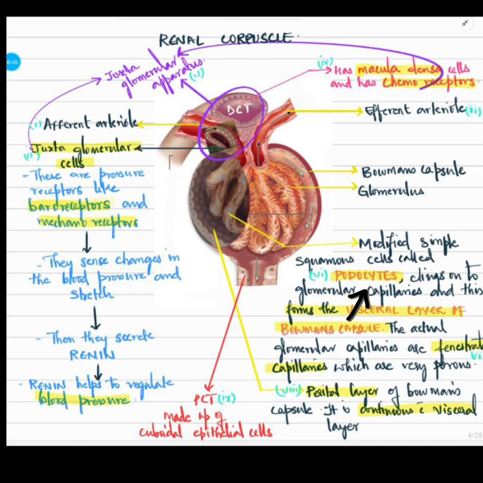This podocyte clings to the glomerular capillary, and this forms the visceral layer. The other layer is parietal layer. This parietal layer is continuous with the visceral layer. The glomerulus follows to the next part, which is proximal convoluted tubule, which is made up of cuboidal epithelial cells.